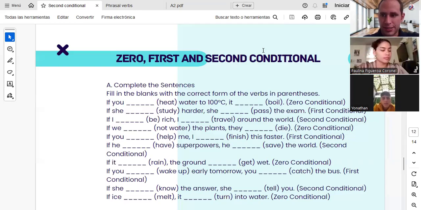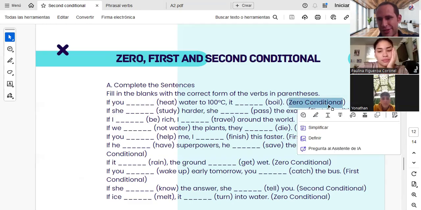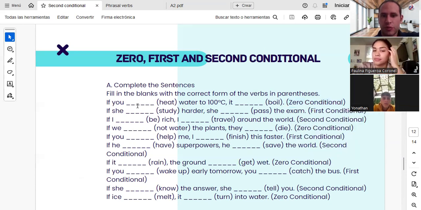If you heat water to 100 centigrade, it boil. Okay. If you will, no. Here you have the clue here. It's zero conditional. So here you have to use a zero conditional. This is a general truth or a scientific fact, right? So which is the structure of zero conditional?